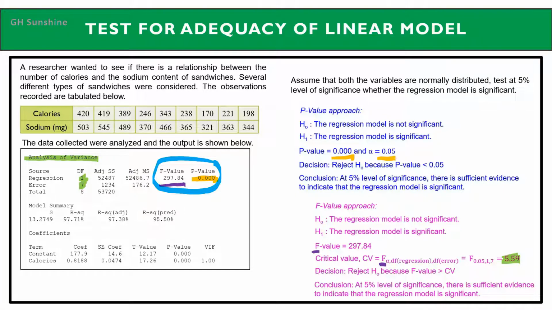So as a conclusion, at 5% level of significance, there is sufficient evidence to indicate that the regression model is significant. So you can test for adequacy of linear model based on p-value approach or F-value approach.